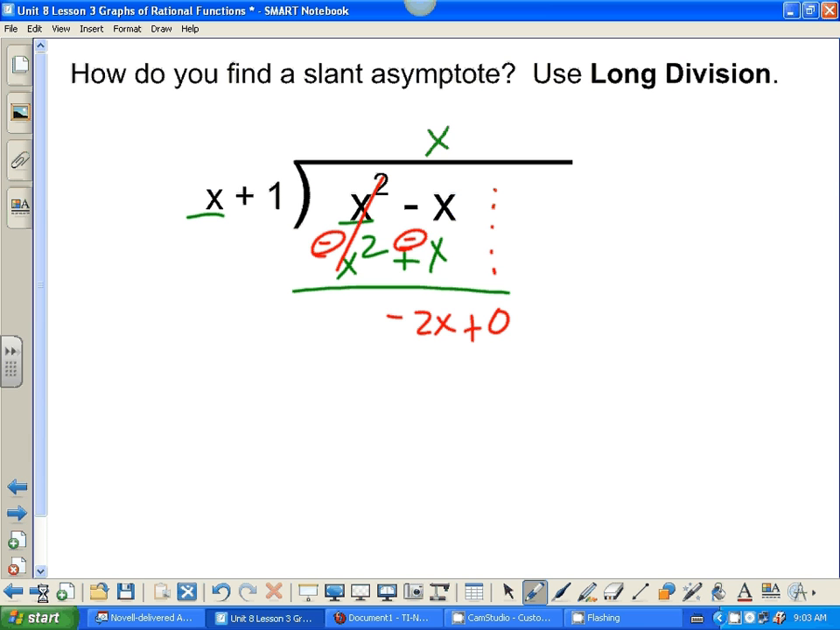I do not have a constant to bring down, but here I have a negative 2x. The degree of this is x, so that's not a remainder yet. Now x can go into negative 2x negative 2 times. When I distribute the negative 2, I get negative 2x minus 2. Please remember you need to change the signs. So I'm left with a remainder of 2, so I have 2 over x plus 1.